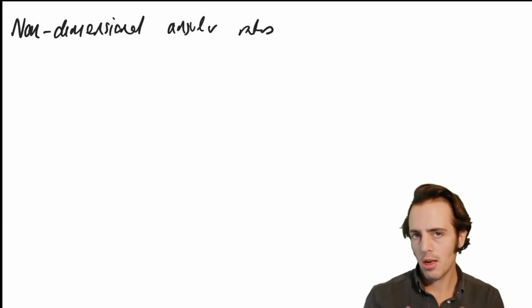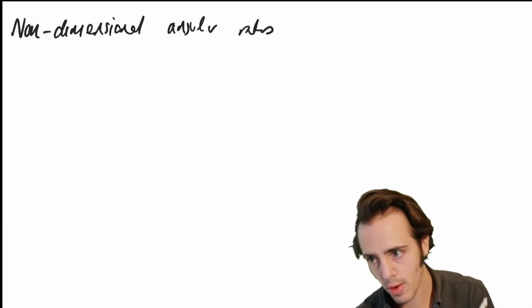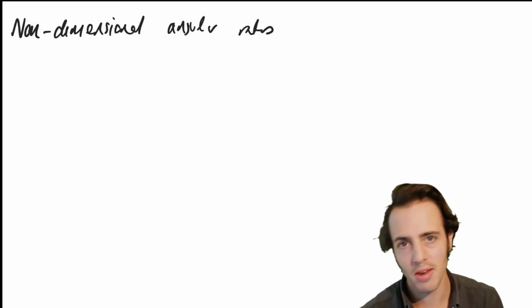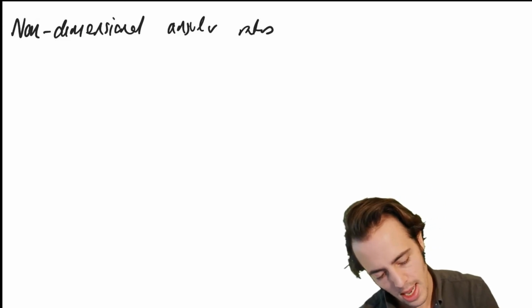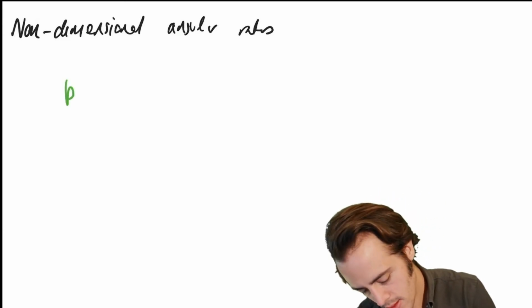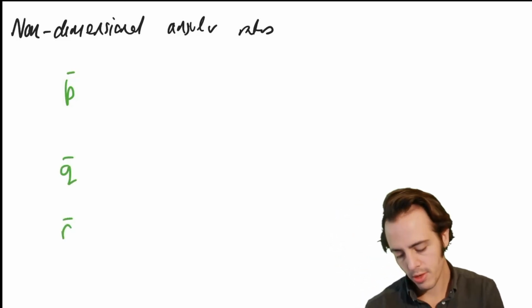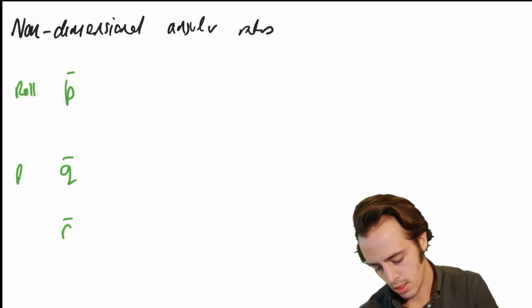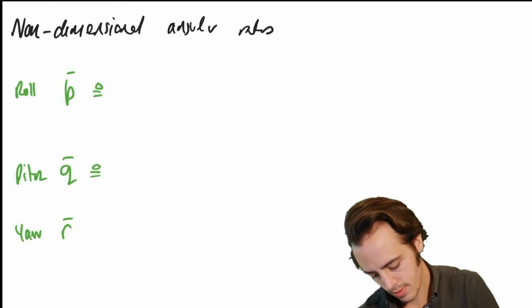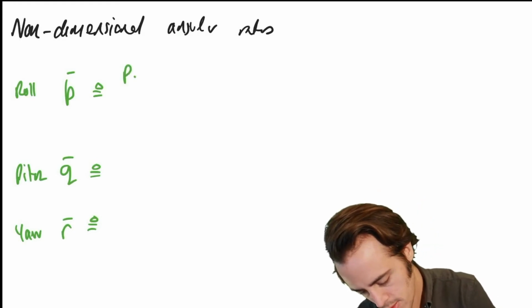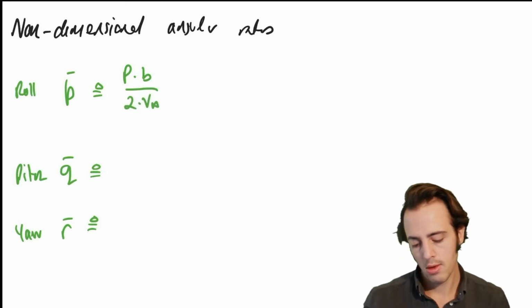So we have these dimensionless roll, pitch, and yaw rates, and the way that we define them is we need to multiply them by something that's going to get rid of all of the units. So P bar, Q bar, and R bar are our non-dimensional roll, pitch, and yaw rates. The way that we define these, we take our pitch rate, we multiply it by the wingspan, and we divide it by 2 multiplied by the incoming velocity.